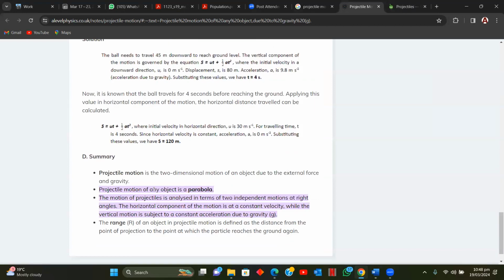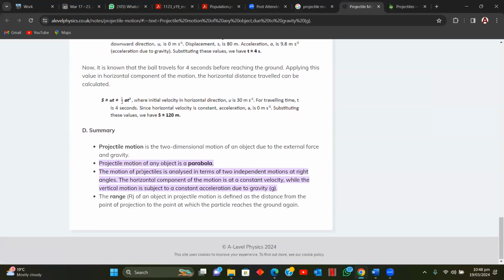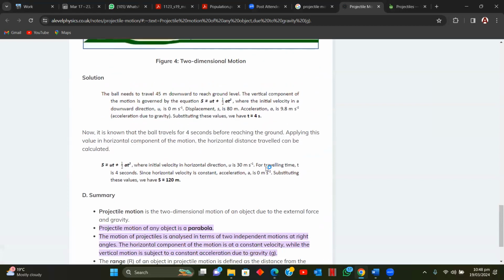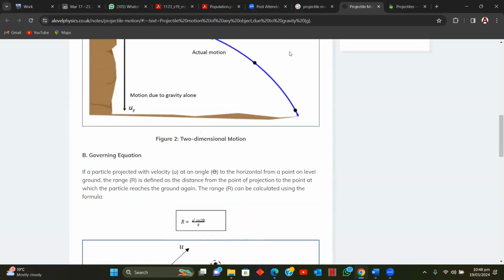ठीक है. So projectile motion, abhi we're going to get to the questions. Aap ise you'll understand this in a better way. But projectile motion is basically a motion that forms a parabola, and it can be analyzed in terms of two independent motions at right angles: the horizontal component and the vertical component, and then there is a constant acceleration due to gravity. The range r is defined as the distance between the final and the initial positions of the projectile. All right. ठीक है. अब हम will move on to the questions.